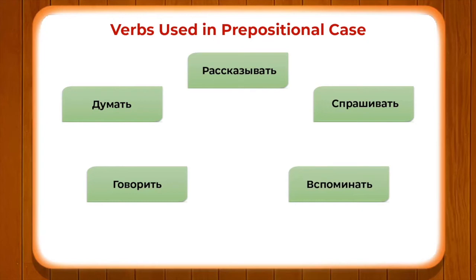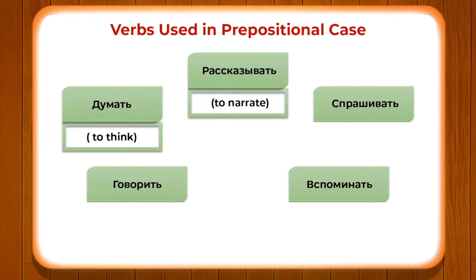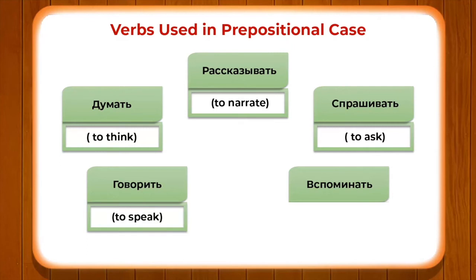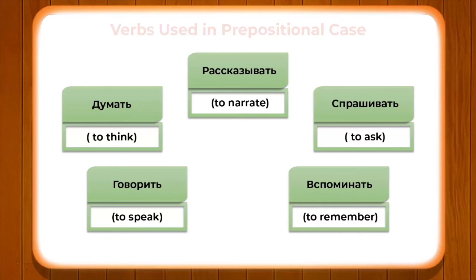So you already know some of them. Now let's learn the meaning of them one by one. Думать means to think. Рассказывать means to narrate or to tell something about. Спрашивать, to ask. Говорить, to speak. Вспоминать, to remember. Okay, now let's see the conjugation of these verbs.